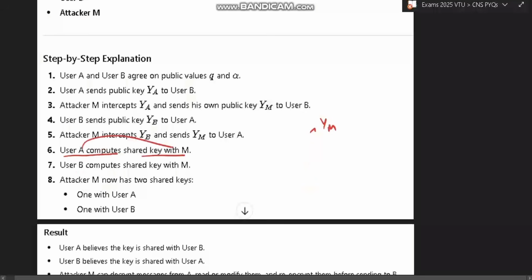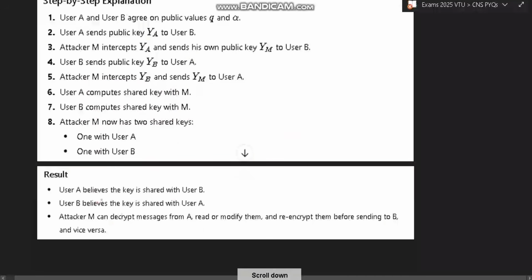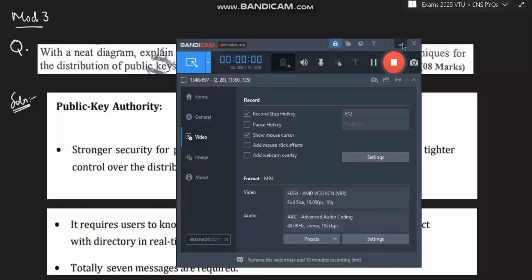Now user A computes a shared key with M, and user B also has a shared key with M. Attacker M now has two shared keys, one with user A and one with user B. User A believes the key is shared with user B, and B believes it is shared with A, but M is able to decrypt the messages from A, read and modify them, and re-encrypt them to B, and vice versa. It can do the same from the B side also. This is what you need to write to explain the man-in-the-middle attack.